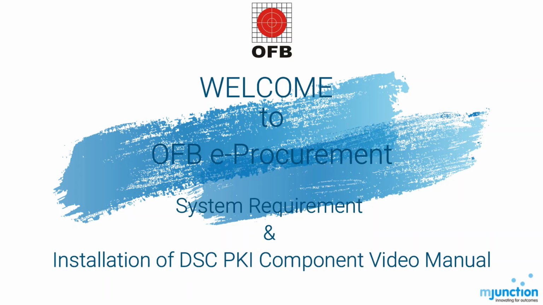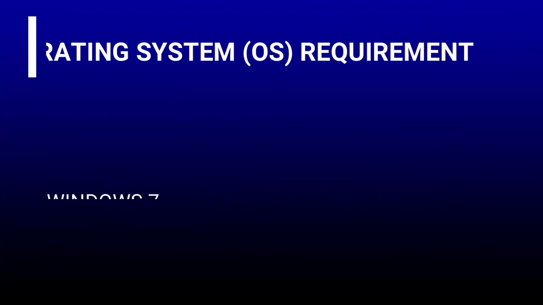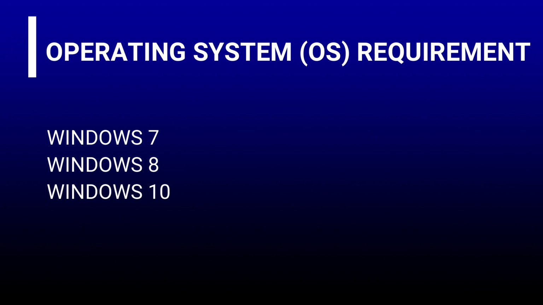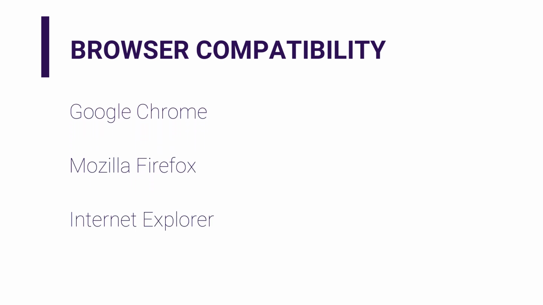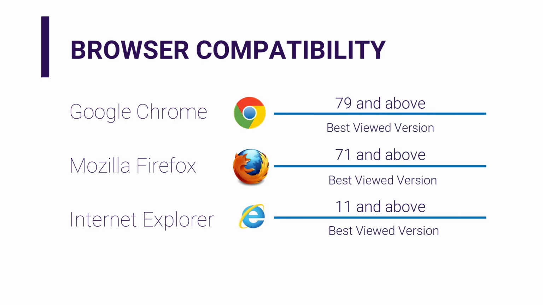Welcome to OFB e-Procurement, System Requirement and Installation of DSC PKI Component Video Manual. Best compatible operating systems are Windows 7, Windows 8 and Windows 10. Browser compatibility. New OFB e-Procurement is compatible in 3 browsers: Google Chrome, Mozilla Firefox and Internet Explorer.